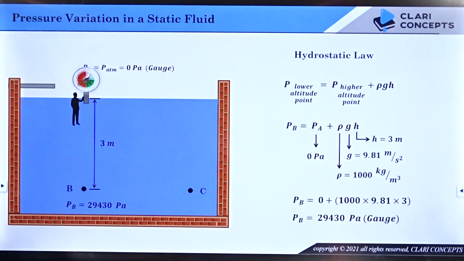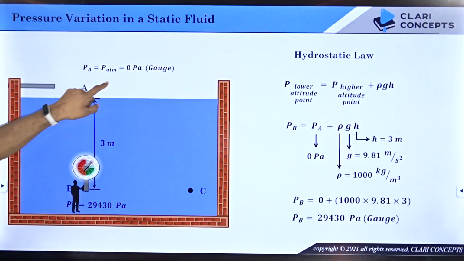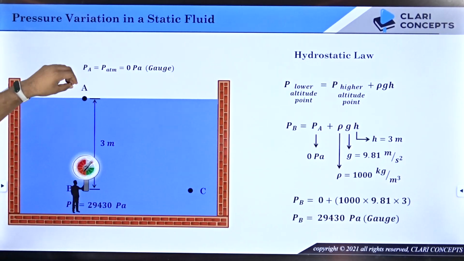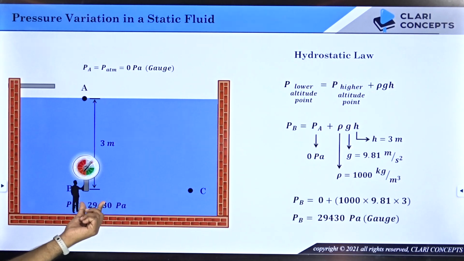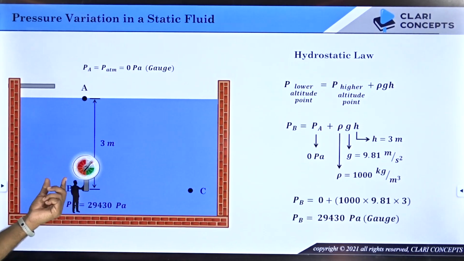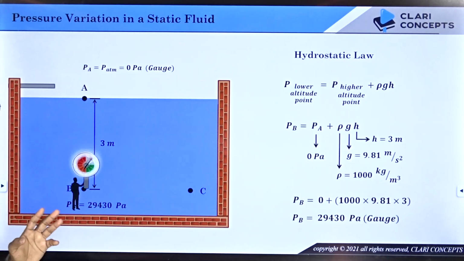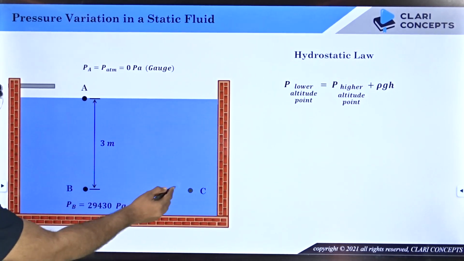Now if you look at the variation of the needle, the pressure at point A was 0 Pascal and the pressure at B is 29430. That means pressure is continuously increasing from 0 to 29,430 Pascal, and therefore the needle was constantly showing you deflection. You can see it again: it is showing you increasing deflection.